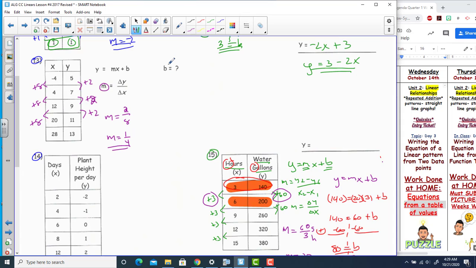See if you can figure out how to determine b by substituting into y equals mx plus b for y, m, and x. And if you're able to solve for b on your own, see if you can write out the appropriate repeated addition pattern.